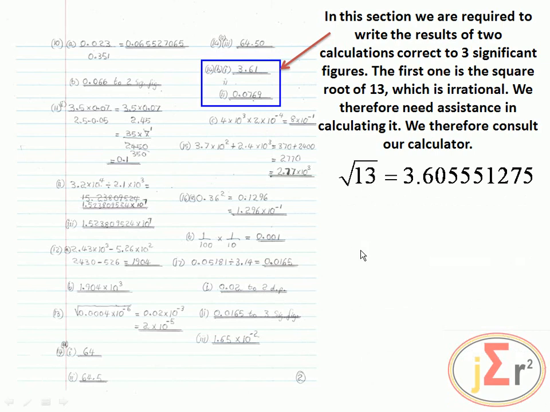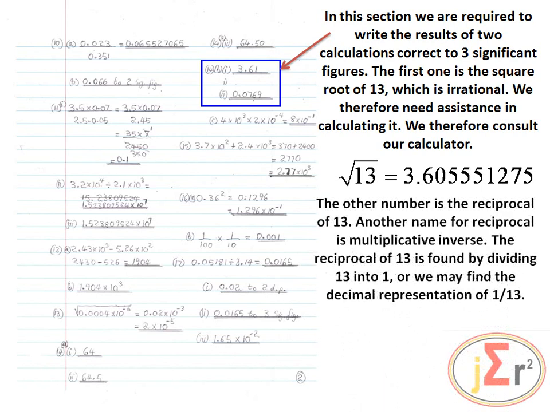The square root of 13 is given as, and we are writing down every digit that is supplied by the calculator, 3.605551275. The other number is the reciprocal of 13.